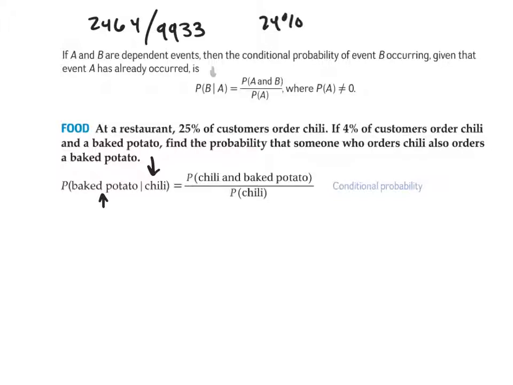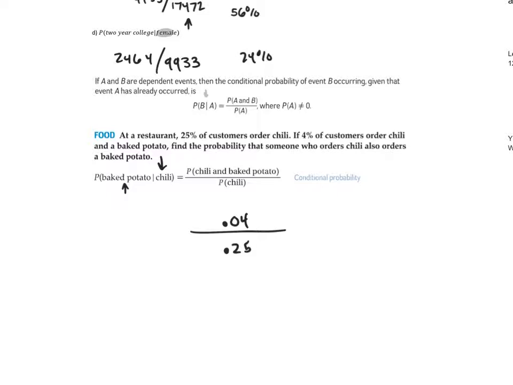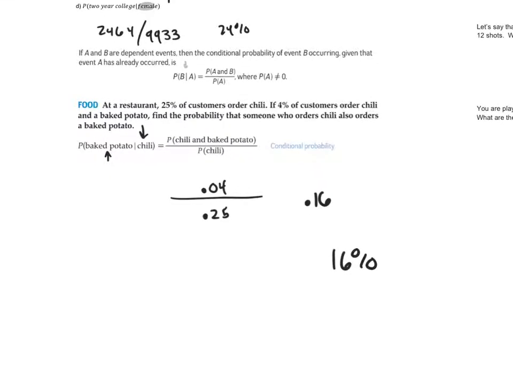And coming up with the proof for this formula can be complicated. Probability formulas kind of are. So you'll want to just lean on this and input your numbers. So for us, the probability that someone ordered chili and a baked potato was given to us. It was 4%, so that's 0.04. The probability that someone got chili is 25%. And when we divide both of those together, we get 0.16, which tells us there's a 16% chance that someone ordered a baked potato, given that they've already ordered chili.